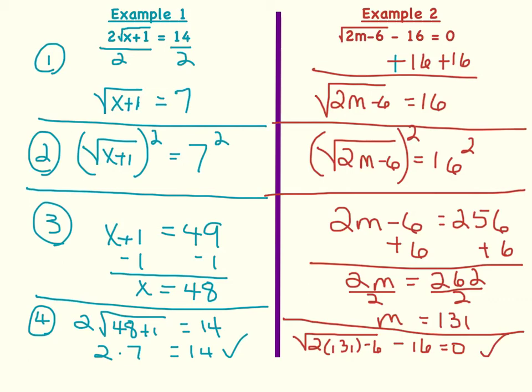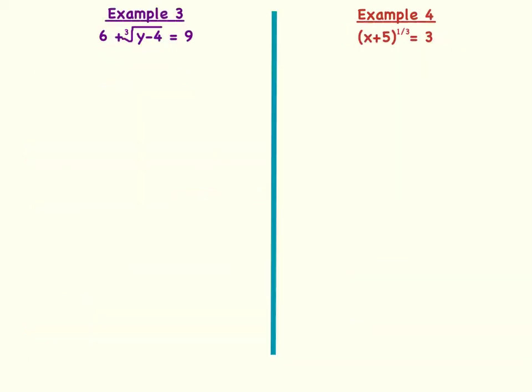Okay, now let's go to example number 3. Here we have 6 plus the cube root of y minus 4 equals 9. Now step number 1 says to isolate the radical. So I'm going to do that by subtracting 6 from both sides of the equation. And when I do that, I now have on the left side the cube root of y minus 4 is equal to 3.